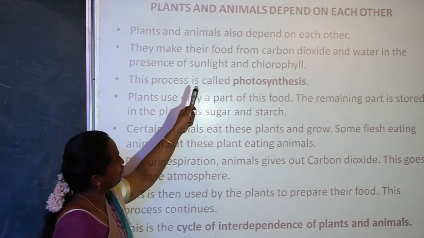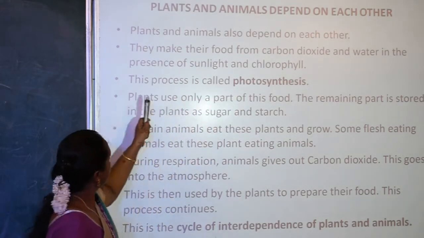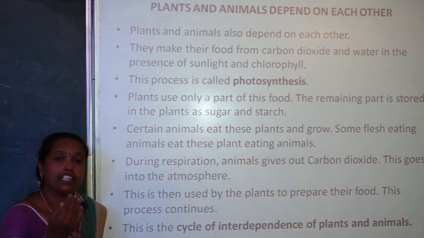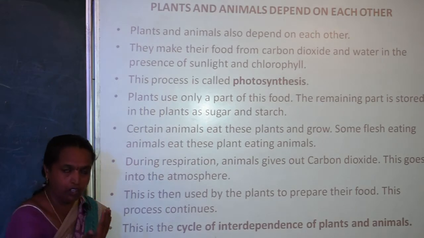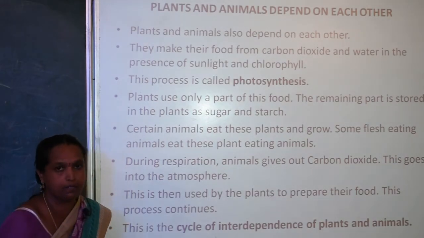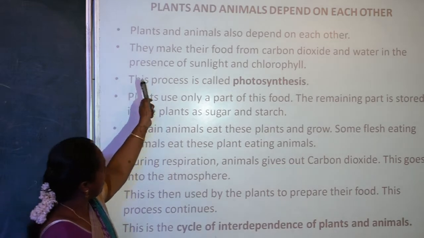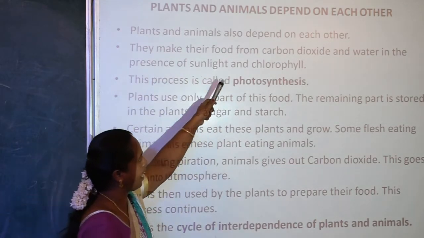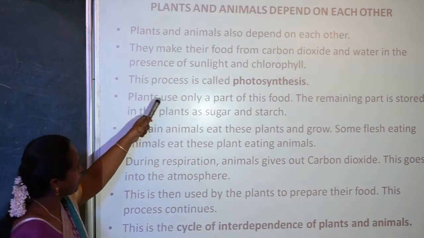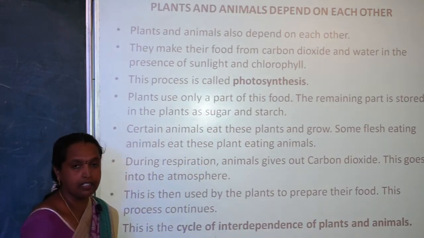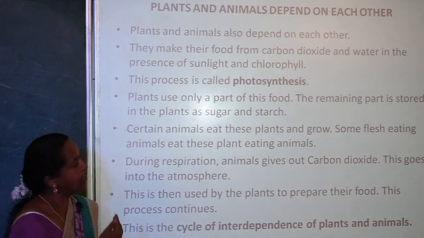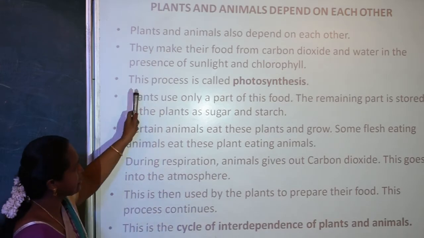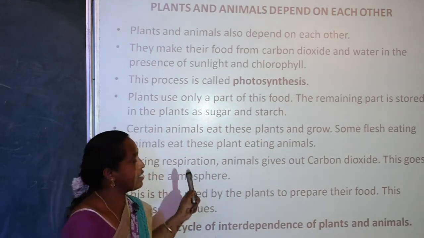They make their food from carbon dioxide and water in the presence of sunlight and chlorophyll. What does the plant need? The plant takes in carbon dioxide and leaves out oxygen, isn't it? You have already studied this in 3rd standard. So they make their food from carbon dioxide and water in the presence of sunlight and chlorophyll. Next, this process is called photosynthesis. I'll show you the slide in the next slide, okay? This process is called photosynthesis.